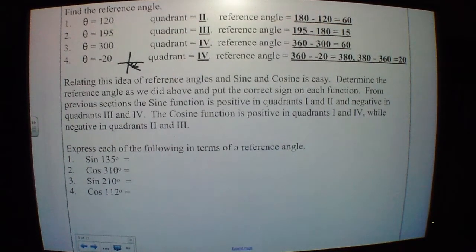So now we know something about reference angles. We can find the sine, cosine, tangent of anything in terms of a reference angle.